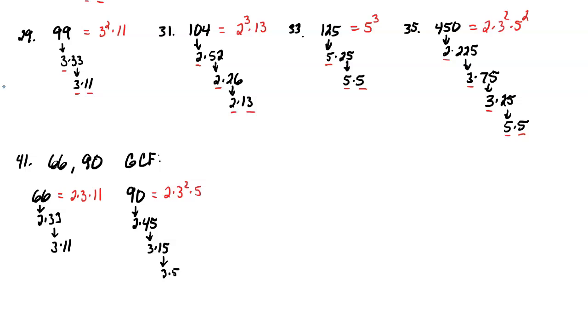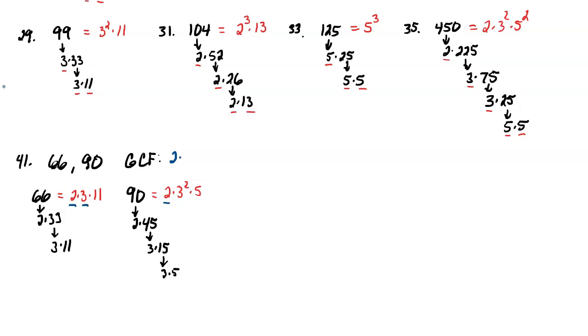Now we're looking for the greatest common factor. So first find what factors are common to both lists. There's a 2 in this list and a 2 in this list. What's the lowest power of 2 that's common in both? Well, there's only a single 2 in both lists. So common to both is 2 to the 1.